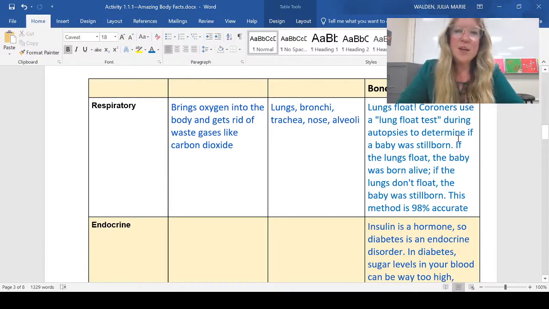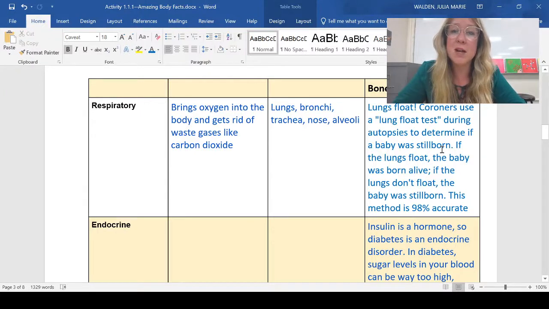Anyway, here's my fact. Lungs float. They're the only organ that floats. Any other organ sinks to the bottom right away. So coroners can actually use something called a lung float test to determine, in an autopsy of a baby, if they were born alive or if they were born dead, which means they're stillborn.